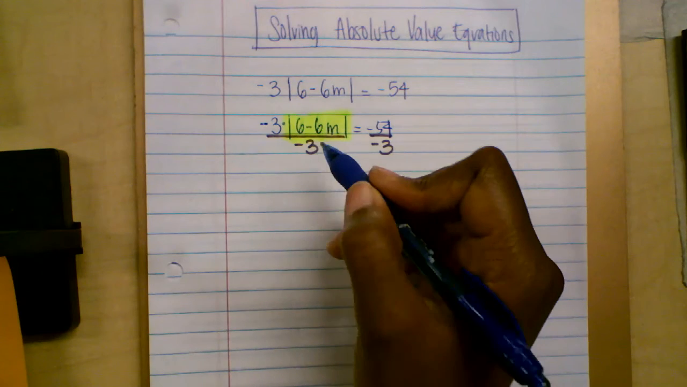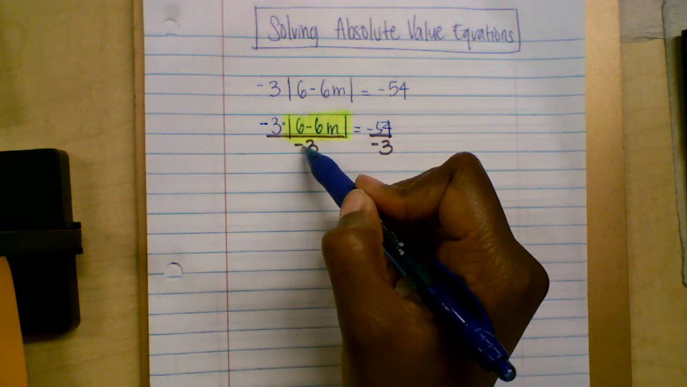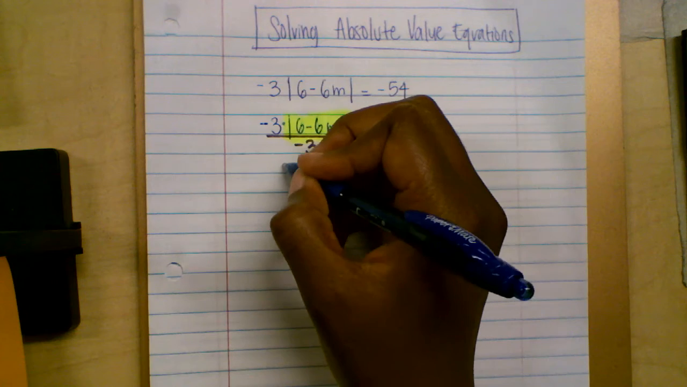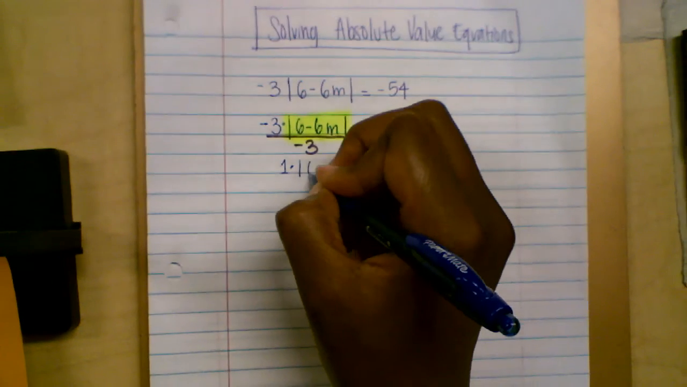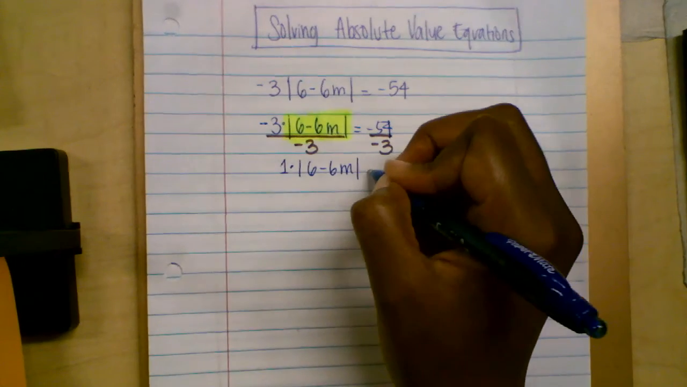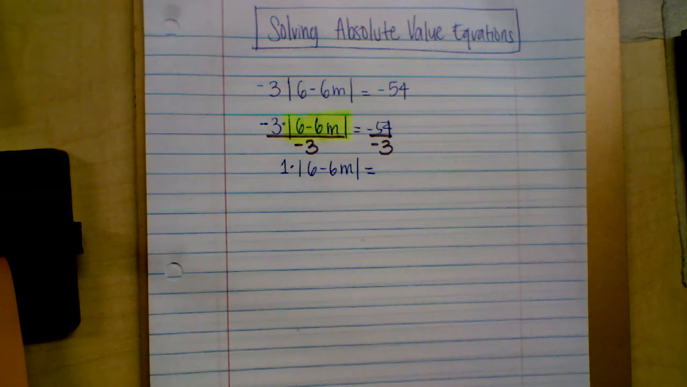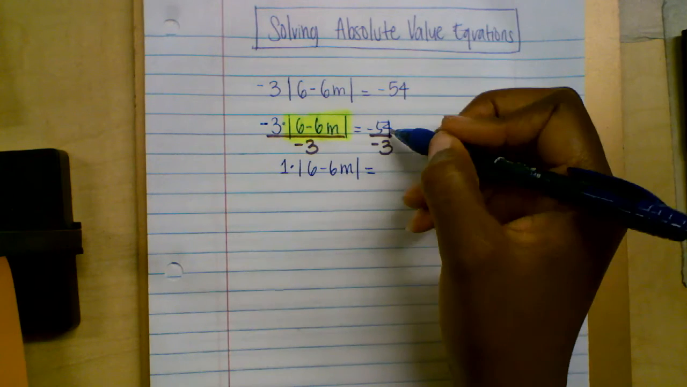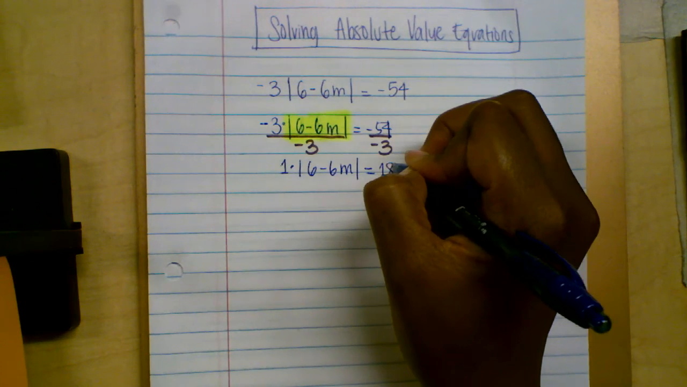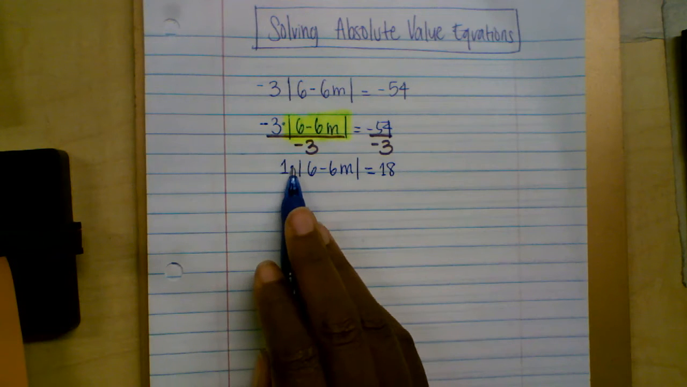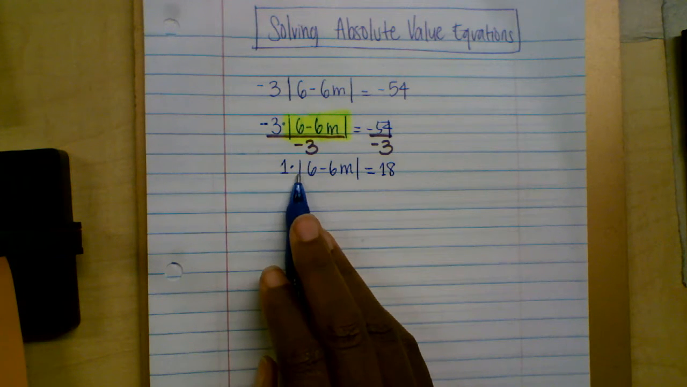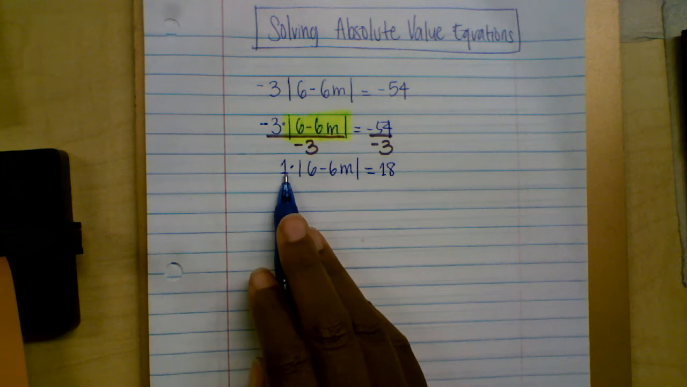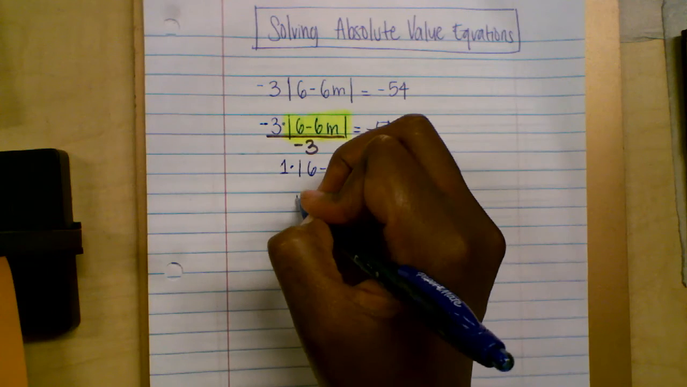So now you have a negative divided by negative is positive, and 3 goes into 3 one time. So you're left with 1 times absolute value of 6 minus 6m equal to, now negative divided by negative is positive, and 3 goes into 54 18 times. Now in mathematics, when a coefficient is 1, we don't really write 1. We drop it. So let me rewrite the equation.